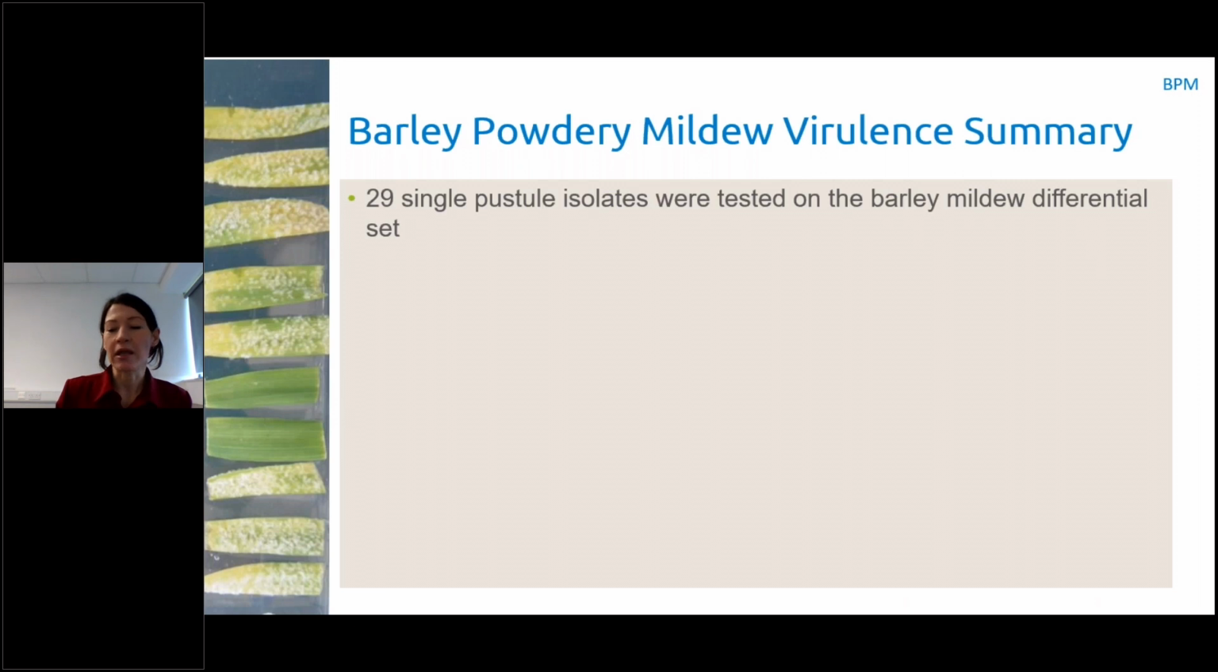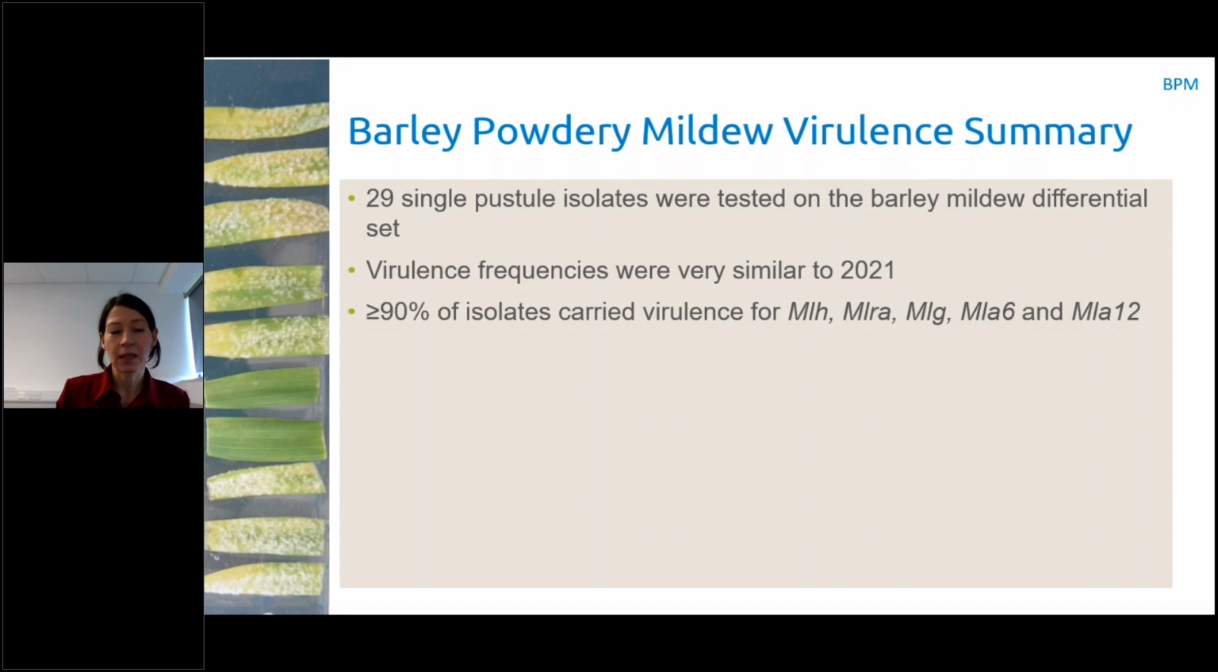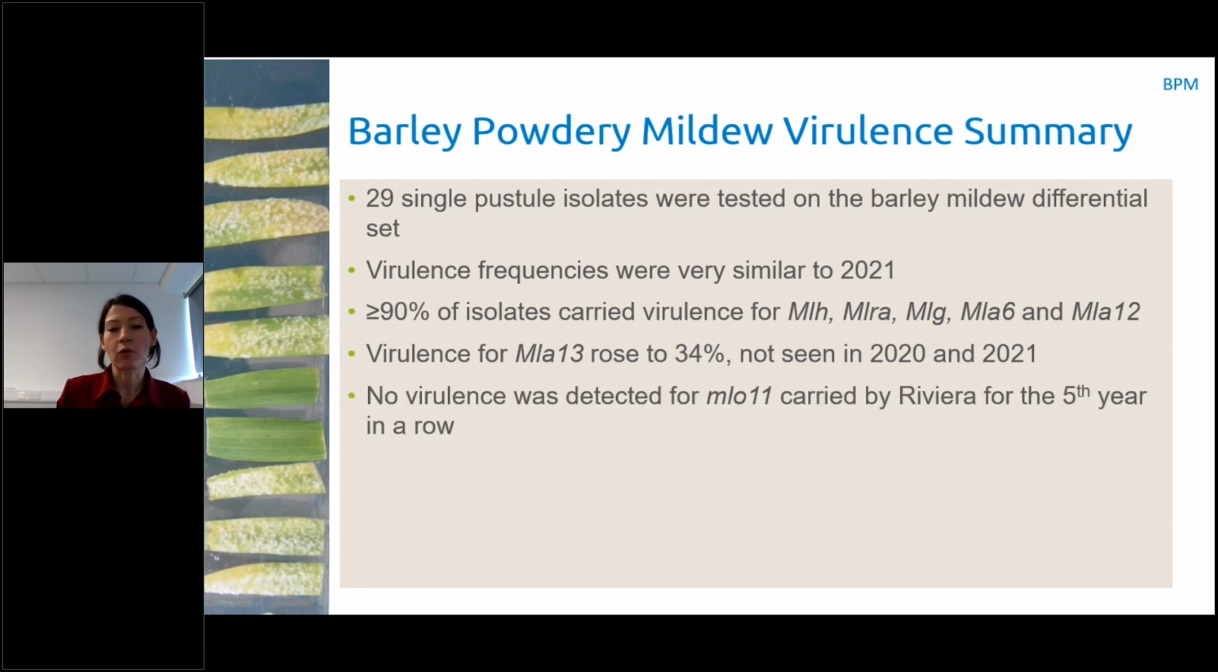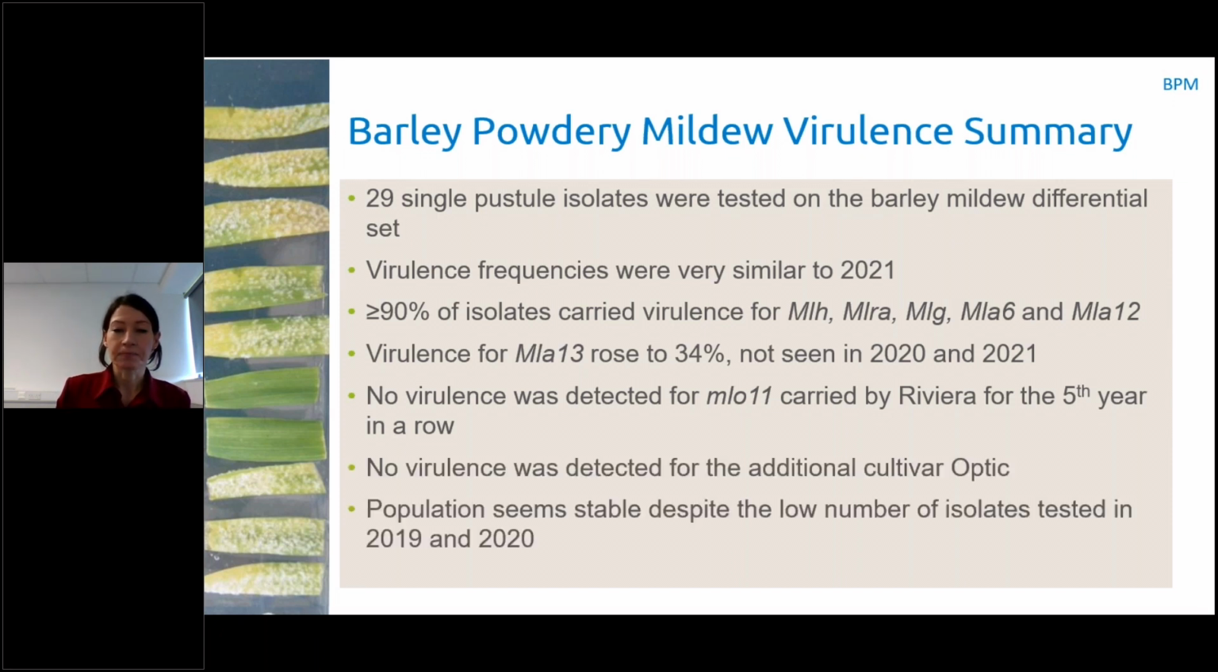So my bullet points for the barley powdery mildew are that I tested 29 single pustule isolates on the barley mildew diff set. Virulence frequencies were actually really similar to 2021. 90% or more of the isolates carried virulence for MLH, MLRA, MLG, MLA6 and MLA12. Virulence for MLA13, that one rose to 34%, and it's not been seen in 2020 or 2021. No virulence was detected for MLO11 carried by Riviera for the 5th year in a row, and no virulence was detected for the additional cultivar.